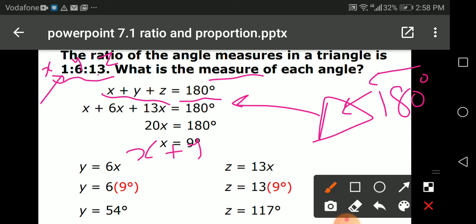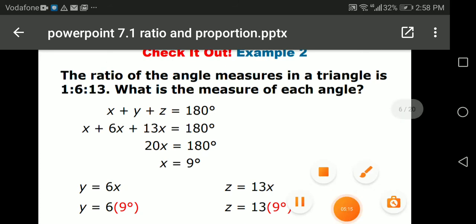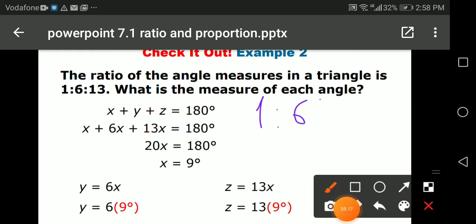X plus y plus z gives me 180 degrees. Okay, so this is x, y, z. So I need now to know, I have here some ratios. The ratios here, we have 1 to 6 to 13.